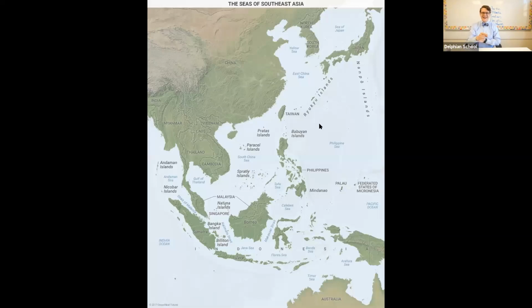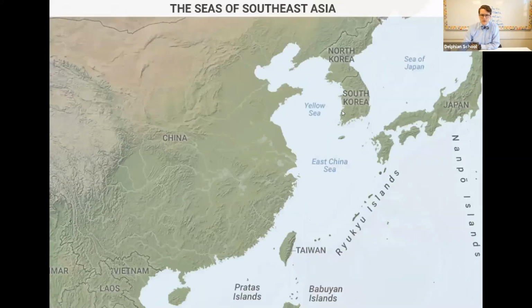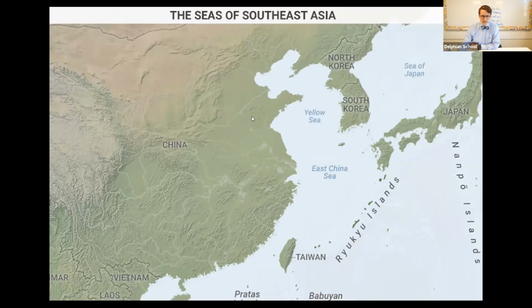Let's see. Here's another map of these seas here. I'm gonna zoom in. We're gonna look at the top half of this really quick. So here we have China, and we have Korea and Japan over here. In between Korea and Japan, we have the Sea of Japan. And between China and Korea, we have the Yellow Sea. And to the east of China, we have the East China Sea.